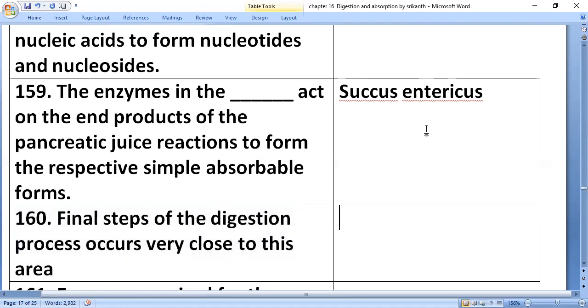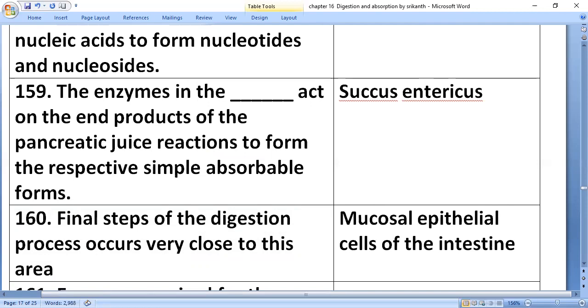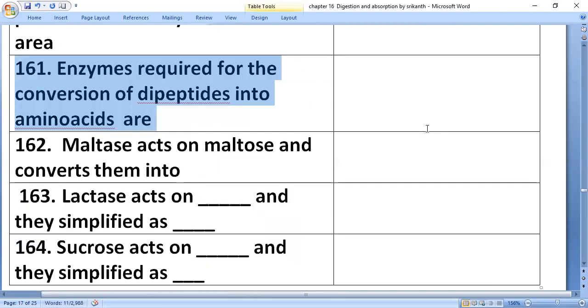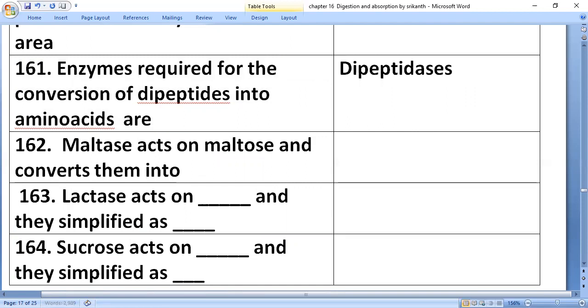Final steps of the digestion process occur very close to the mucosal epithelial cells of the intestine, where it facilitates digestion with the help of intestinal juice. Enzymes required for the conversion of dipeptides into amino acids: dipeptidases. Maltase acts on maltose and converts it into 2 glucose molecules.